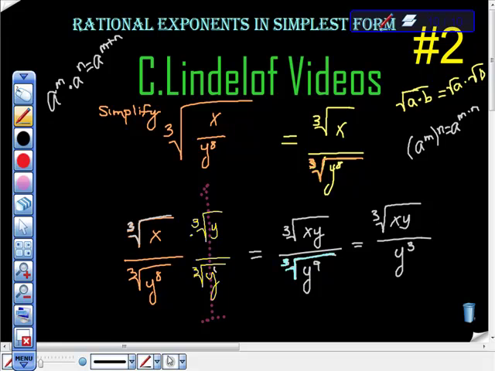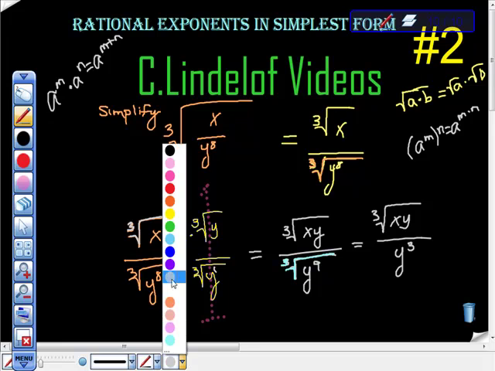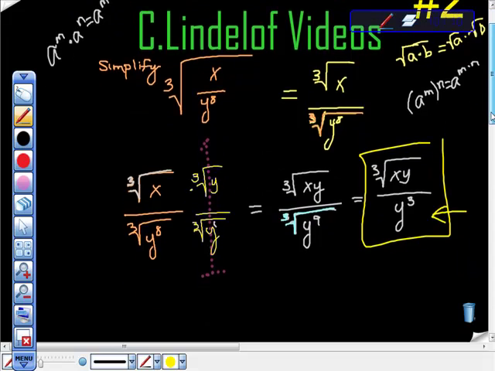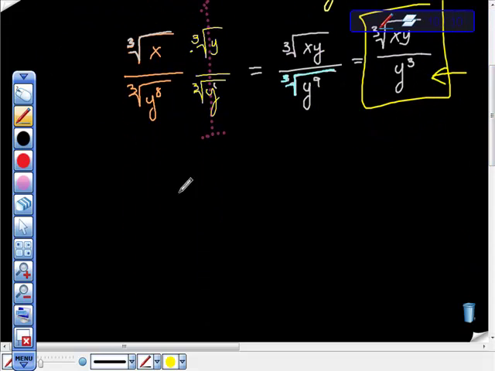And just given mathematical convention, this is a better answer. Why? Because we do not have a radical down here. We don't want radicals in the denominator to the best of our ability. So, you know what? Let's do another one really quick, just so you can see how this kind of works.